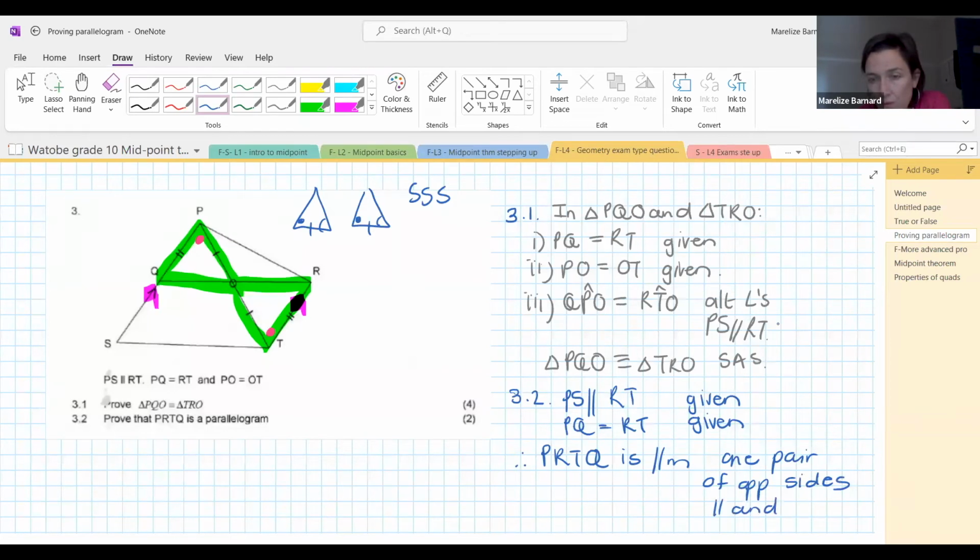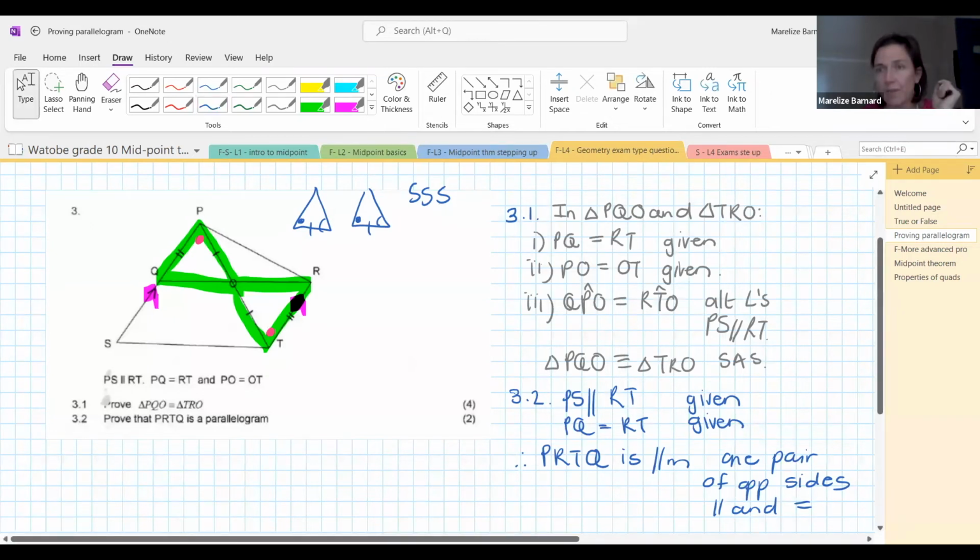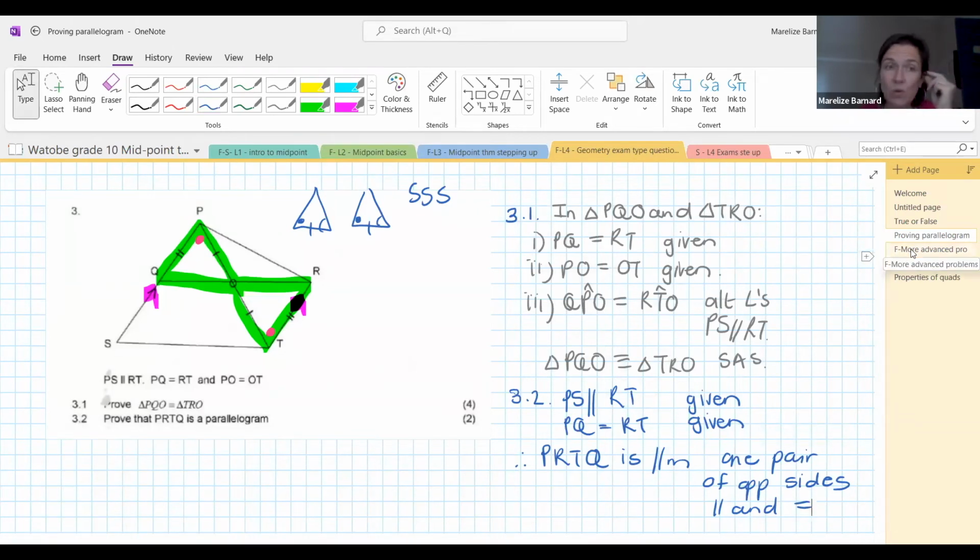Parallel and equal. Remember, there are those 5 ways in which you prove a parallelogram. This is one way. The other way is both pairs of opposite sides parallel, both pairs of opposite sides equal. The opposite angles can be equal. And this one as well. Right. You can go back to your notes from when we did quadrilaterals last week and the week before that, and it's all there. You can also watch the recording again if you can't remember.